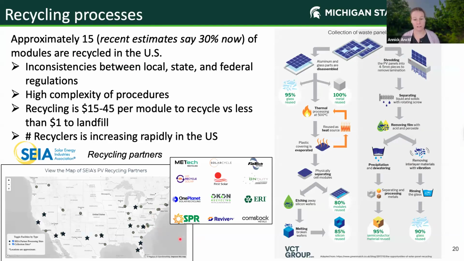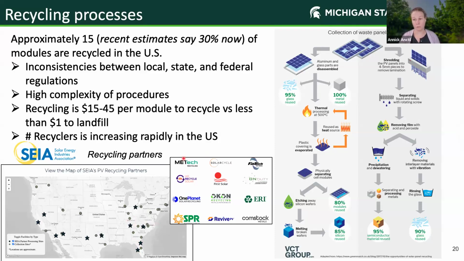So this is from SIA. They've established a recycler partner map, which is the list of who participates. All the circles are collection places, and then modules can be sent to one of those recycler partners. The main one is SolarCycle, which is the largest recycler right now in the US, and the one that is able to separate most of the module.